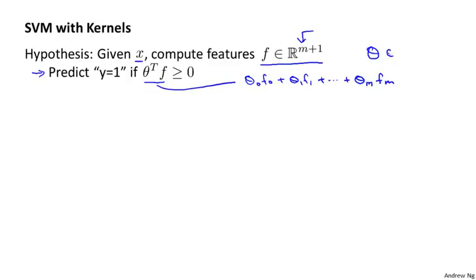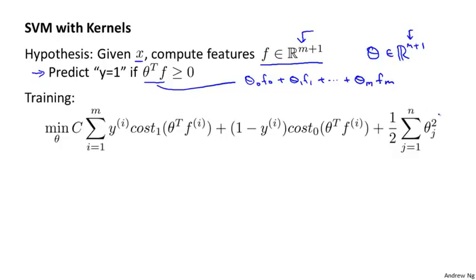And so my parameter vector theta is also now going to be an m plus 1 dimensional vector. And we have m here because the number of landmarks is equal to the training set size. So m was the training set size, and now the parameter vector theta is going to be m plus 1 dimensional. So that's how you make a prediction if you already have a setting for the parameters theta. How do you get the parameters theta? Well, you do that using the SVM learning algorithm.